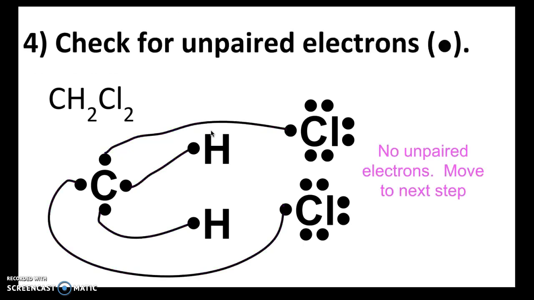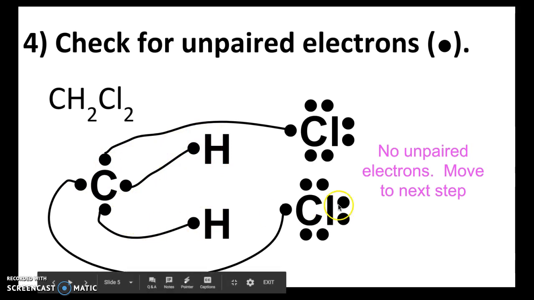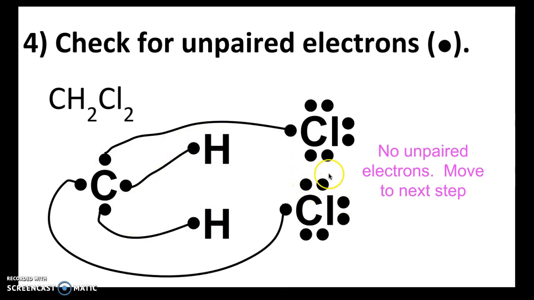All right, so once we've done that, we're going to move on to step 4, which is to check for unpaired electrons to see if there are any more. And if you look at our structures, all of the unpaired electrons we had are already paired up. These 2 dots together are not unpaired, they are paired together. We call those lone pair electrons, pair meaning 2, so they're 2 together. So our structure has no more unpaired electrons, so we can move on to the next step.